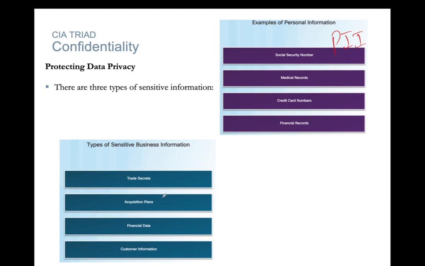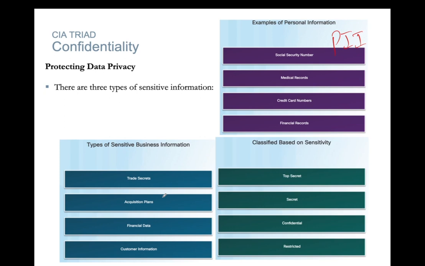Another type of sensitive data that we can classify is classified information. Classified information is information belonging to a government body, classified by its level of sensitivity. This figure lists categories of data: top secret, secret, confidential, and restricted data. These are the different kinds of classified data that you find here.